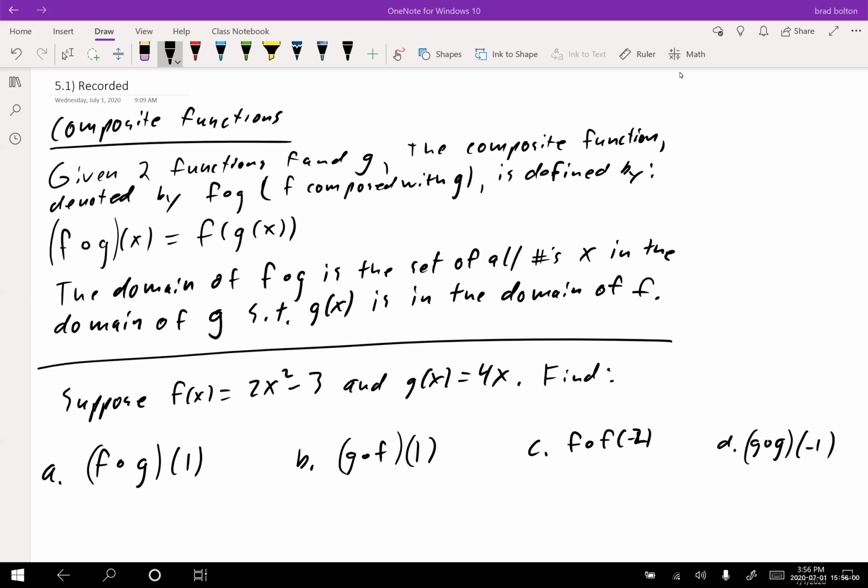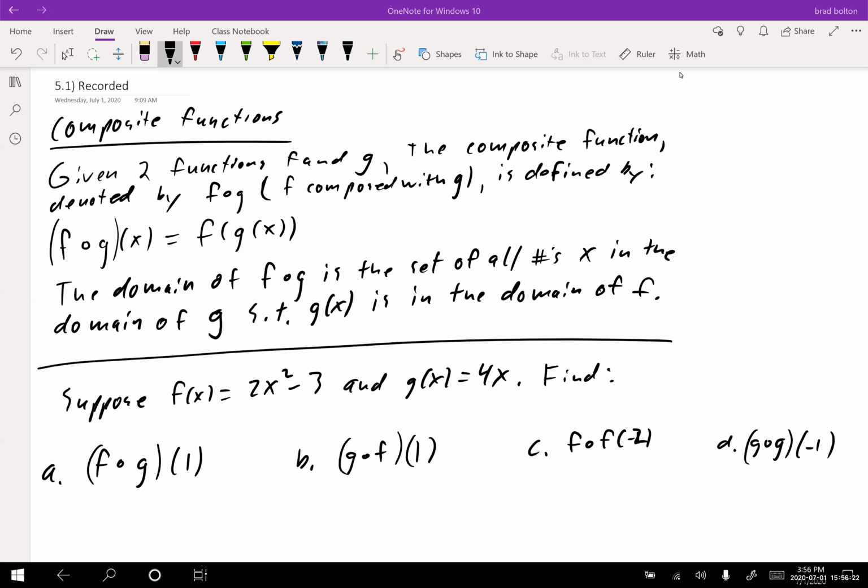Okay, guys, so today we're going to talk about 5.1. This is composite functions. Basically, a composite function is a function that is embedded within another function, or you can build it that way. Composite functions come up a lot in Calc 1 when you're dealing with the chain rule and U substitution. So this is something you definitely want to understand.